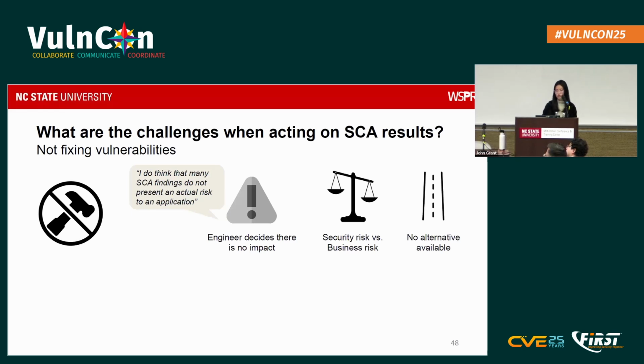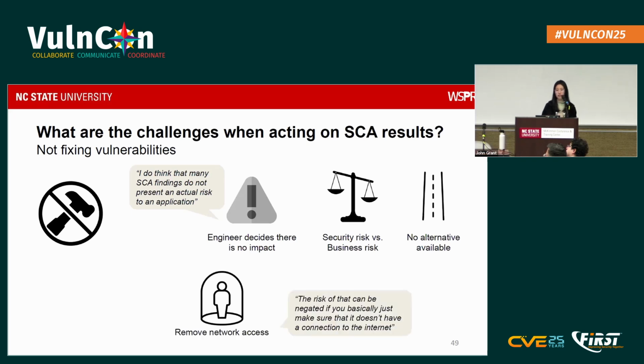And for the last two scenarios, usually they try to mitigate the vulnerability. For example, by isolating the vulnerable component or removing network access. Oftentimes when you remove network access, no untrusted data can come in, so the vulnerability can't be exploited by a malicious actor.